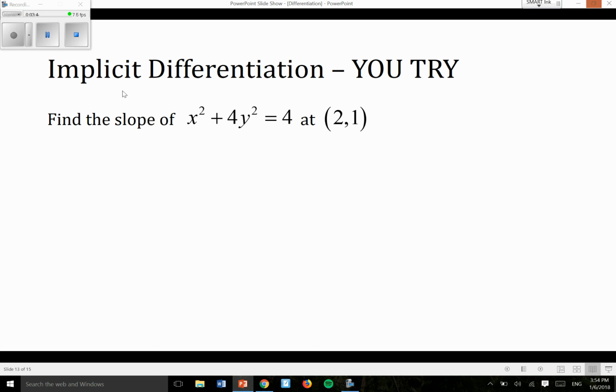If you don't get it correct, I do not have a solution to this one worked out, but I would encourage you to try again and see if you can find your mistake or ask the people around you.